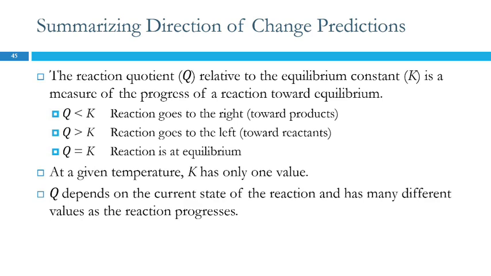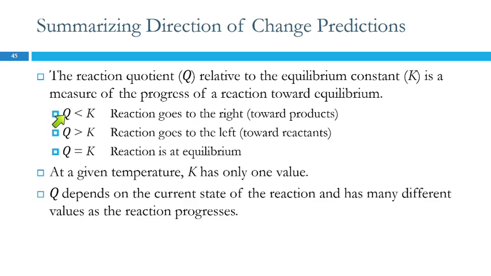So this is a summary, and you could memorize this. I wouldn't even try. Because larger, smaller, forward, back, how do you correlate those? You don't, right? You mix them up, especially when it's important. So when Q is smaller than K, the reaction is going to go to the right towards the products. Don't try to memorize that.